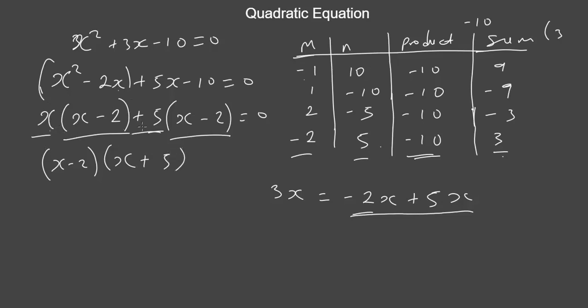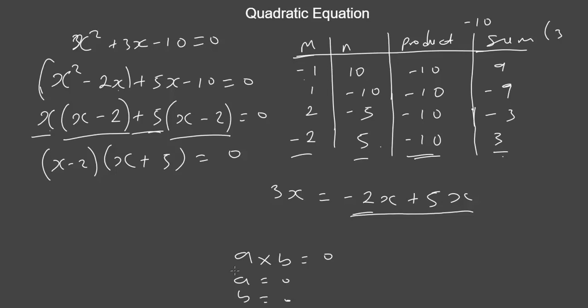Then you'll be left with x and plus 5 in another bracket, and this is equal to 0. So now that you've got this form, the next thing is to equate each of these brackets to 0. Because if I multiply two things and it gives me 0, either A is 0 or B is 0. So that's what we want to do here.